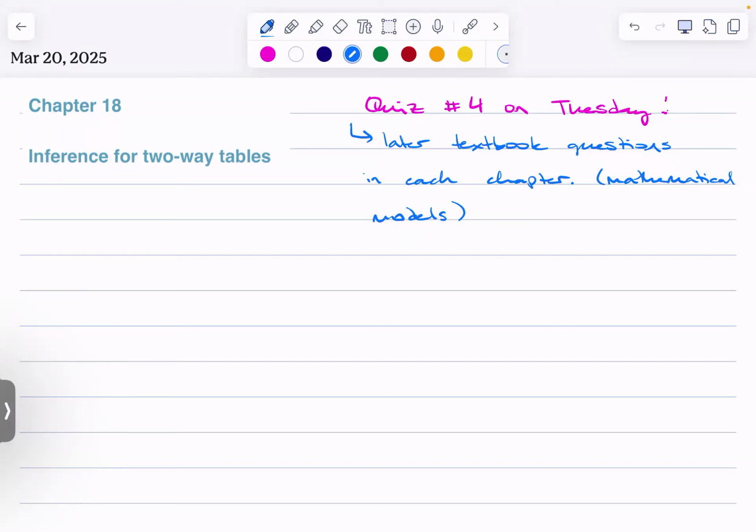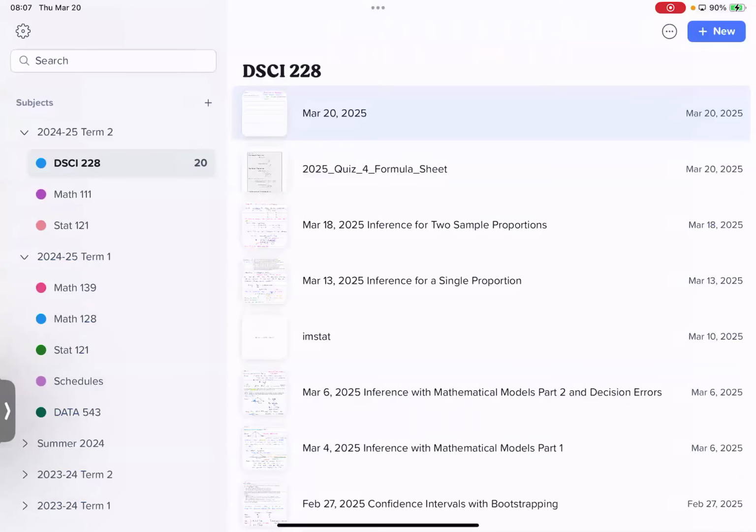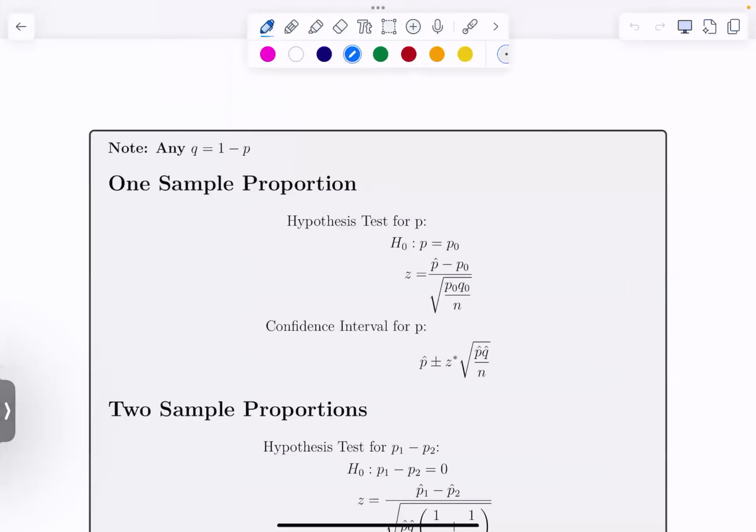You'll have a fresh copy of the formula sheet, but I figured I should bring some so that when you're studying, you'll know what you have and what you won't have. First, there's a note at the top. Everyone loves asking, what's Q? Any Q is 1 minus P. It's just shorthand: Q star is 1 minus P star, Q hat is 1 minus P hat, etc.